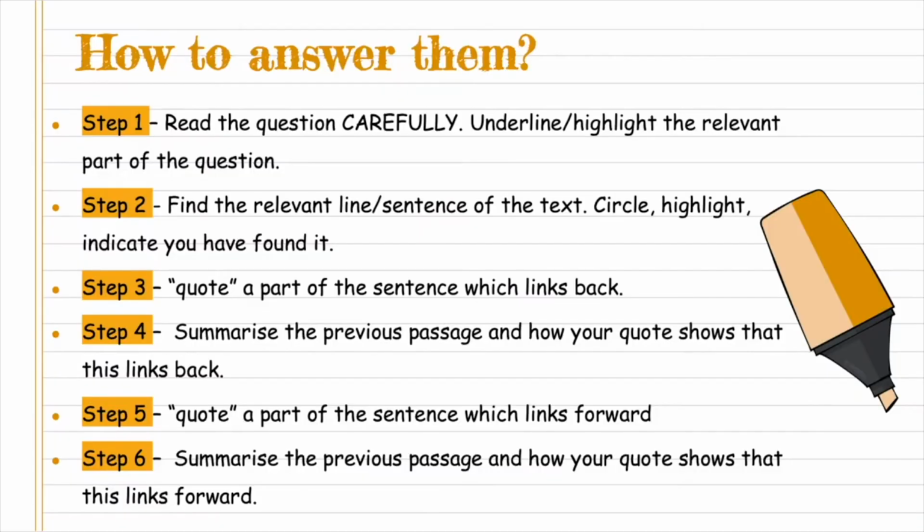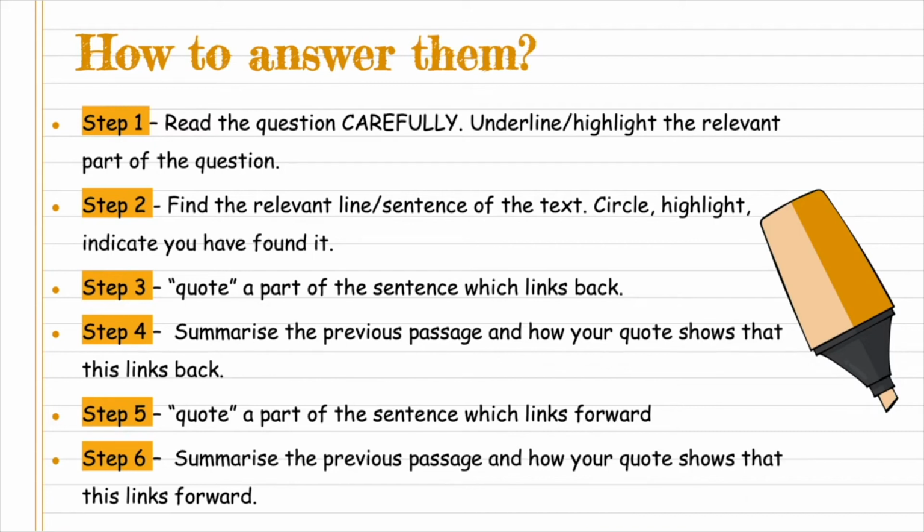So the steps. Step 1 and Step 2 are much the same as you would do for any question within your RUI prelim or exam paper. You must read the questions carefully and underline the relevant part of the question. In Step 2, you're going to find the relevant line or sentence that's mentioned in the question, go to the text, and you're going to circle or highlight. This indicates to yourself that you've found it.